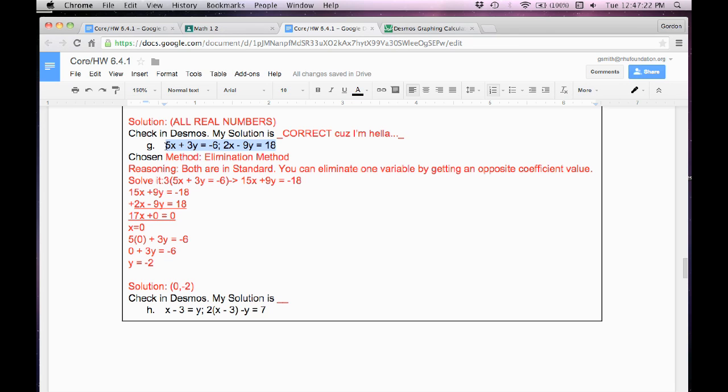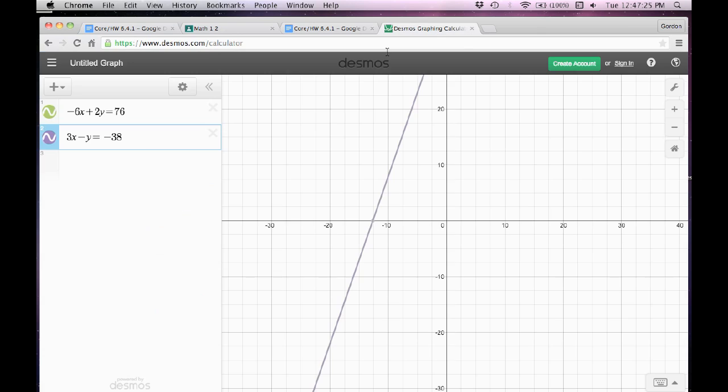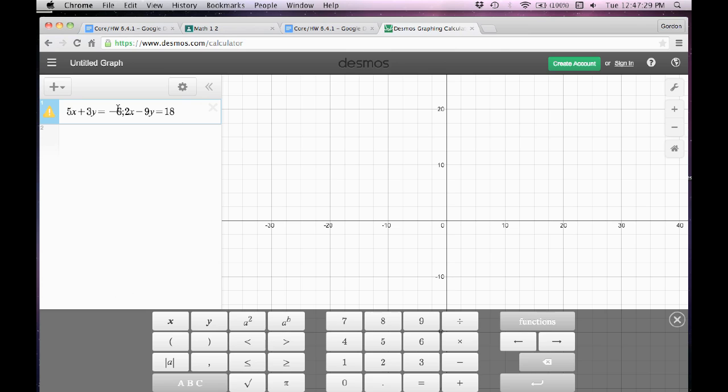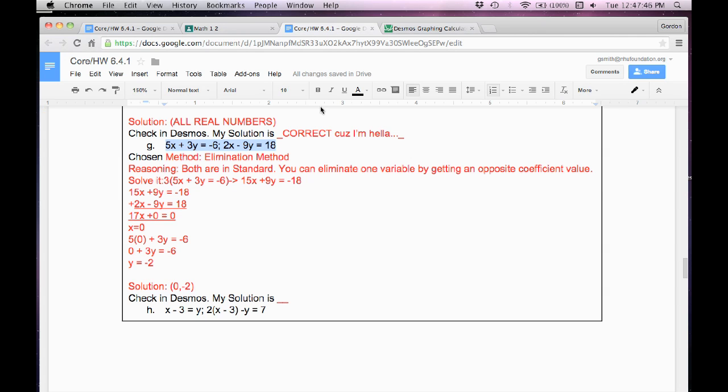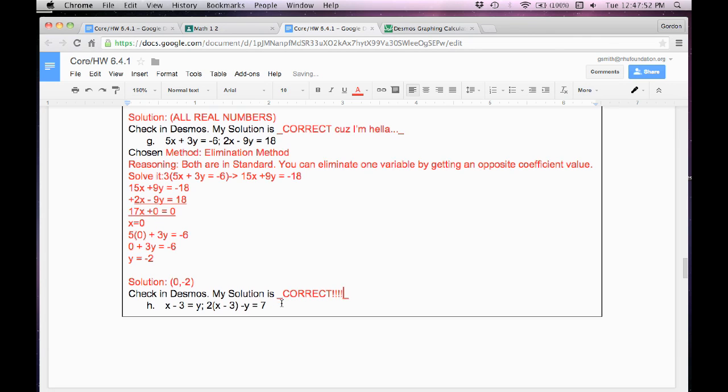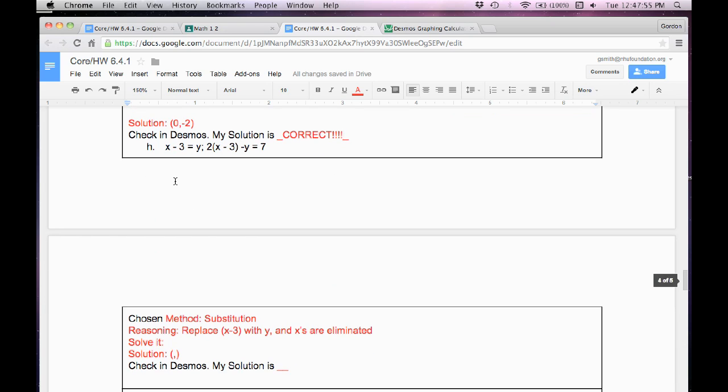Let's take a look in Desmos to see how good our work is. You two are old, you go away. Here's the new one. Whoops. There's one line. And when we get rid of this, we'll see it intersects at 0, negative 2. Is that familiar? Is that correct? 0, negative 2. My solution is correct. Woohoo! All right. We've only got one left, and it's going to be h.